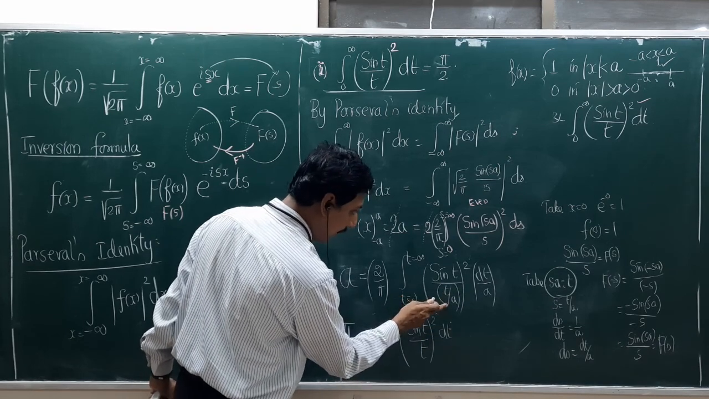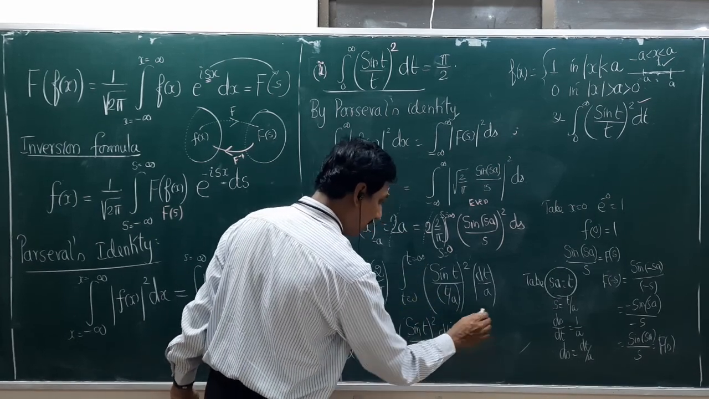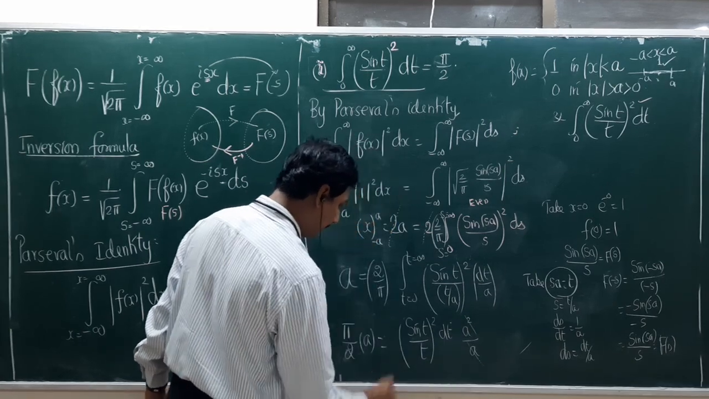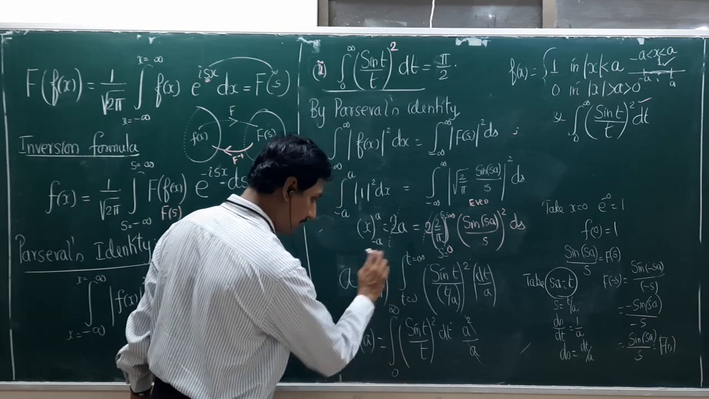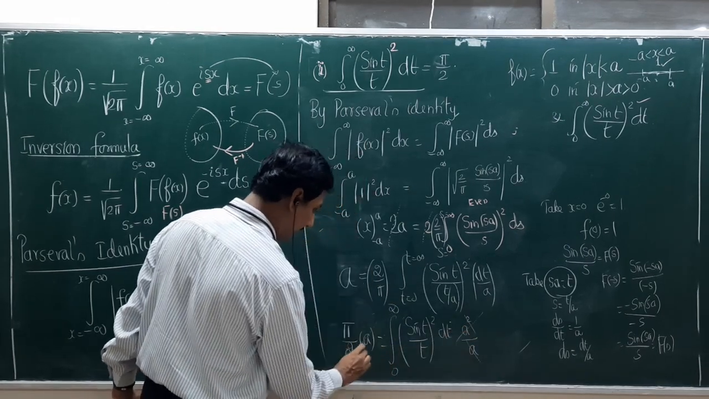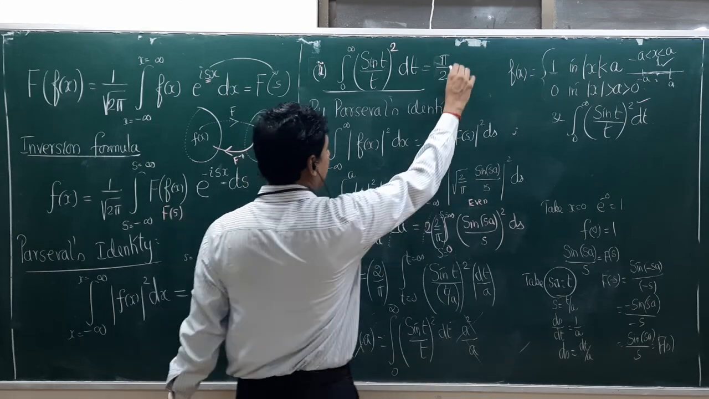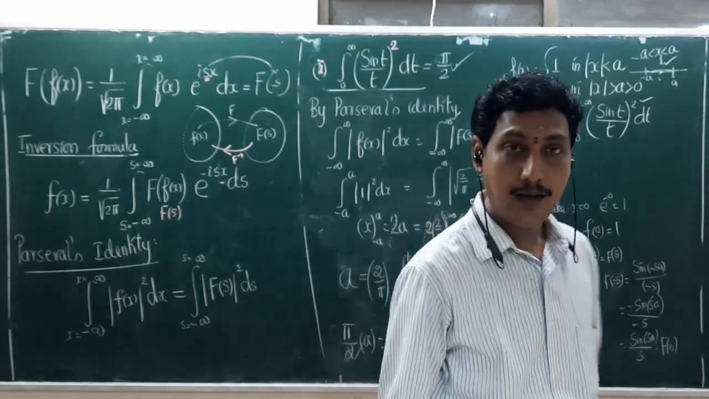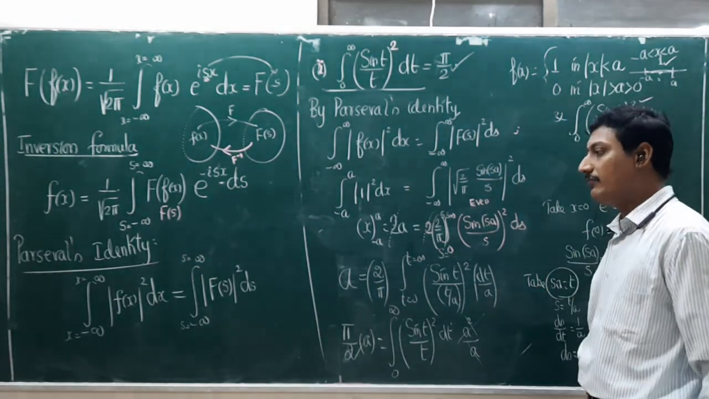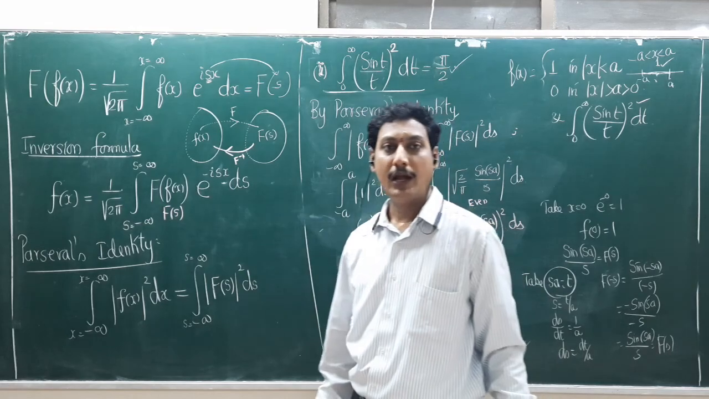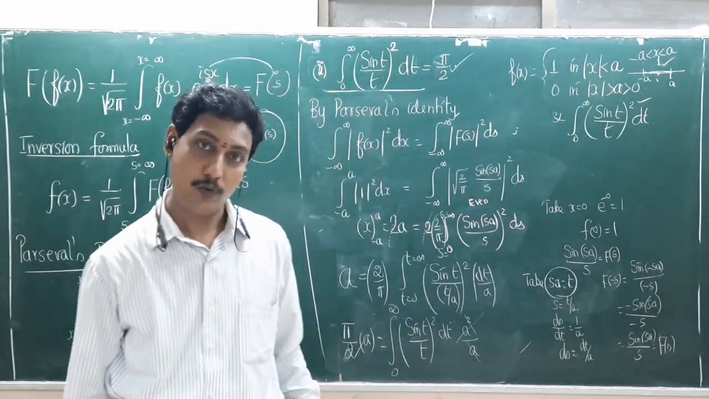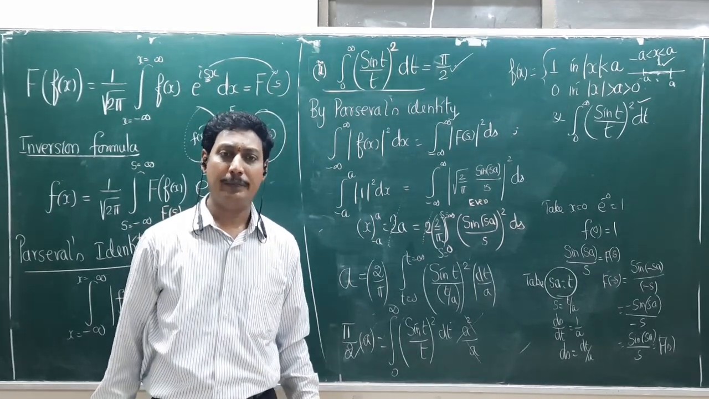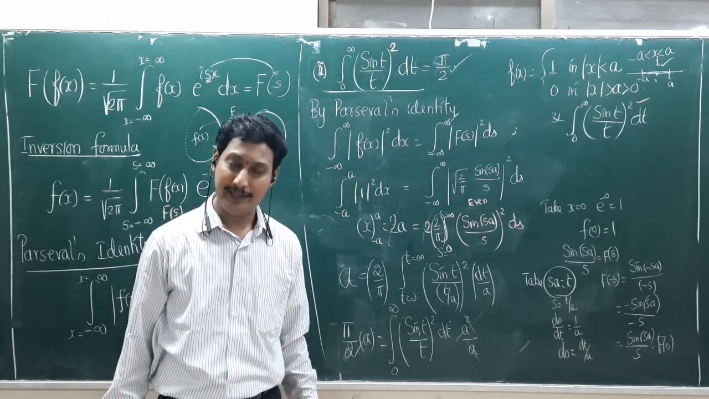What about this part? We have 1 by a square, so this a square is in the numerator and this a is in the denominator. So this a will cancel first of all, and the integral is from 0 to infinity. And once again this a and this a will cancel. So the final answer is integral of (sin t by t) whole square dt equal to pi by 2 once again. So this is the application of the inversion formula as well as Parseval's identity under the complex Fourier transforms. Got it? I hope everyone understands and you get this concept somewhat better.